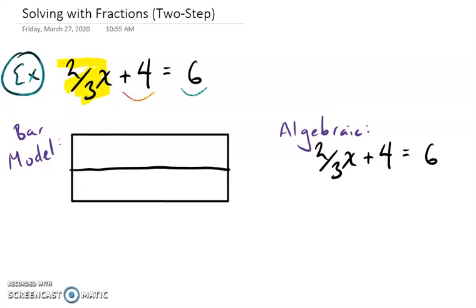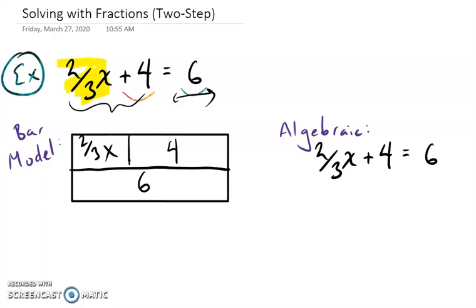Let's get started by setting up my bar model. I'm going to put the left side of this equation in the top bar right here. So I'm just going to go ahead and say, all right, well, 2/3 x is my top term plus 4, whatever that is. And that's all going to be equivalent to 6. I can show these are equal because it's like that. This 6 is the length, and that should be equivalent to the length of 2/3 of whatever plus 4.